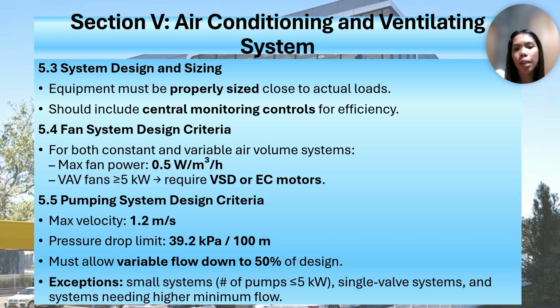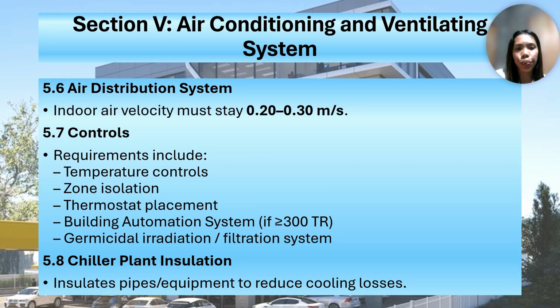Next is the pumping system design criteria. We have the max velocity, which is 1.2 meter per second. Pressure drop limit is 39.2 kilopascal per 100 meter. It must allow variable flow down to 50% of design. And so it reduces unnecessary pump power and allows efficient modulation. So exceptions: small systems or pumps less than or equal to 5 kilowatts, single valve systems, and systems needing higher minimum flow.